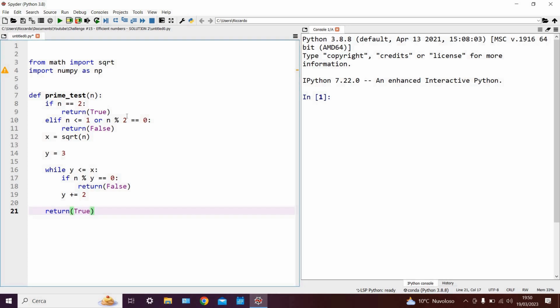Now what this means is that if at any point we find a divisor of our number, then our number is definitely not prime and therefore we can return false. Else, if it goes through the entire loop without finding any divisors, then our number must be prime and we can return true. And there you have it. Part 1 of our solution is complete.